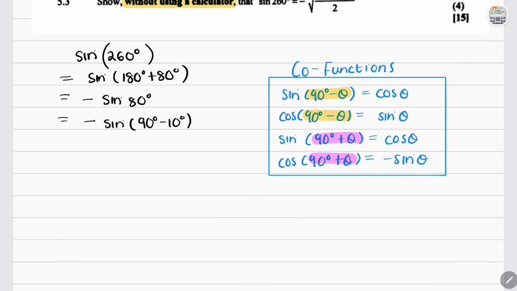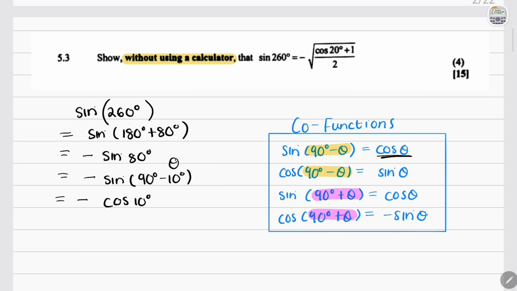And now we can finally use cofunctions on this. So we know that sine of 90 degrees minus theta is cos theta. So sine of 90 degrees minus 10 degrees, we will still have the negative, and then this becomes cos 10 degrees. Okay, so that's what we have there.